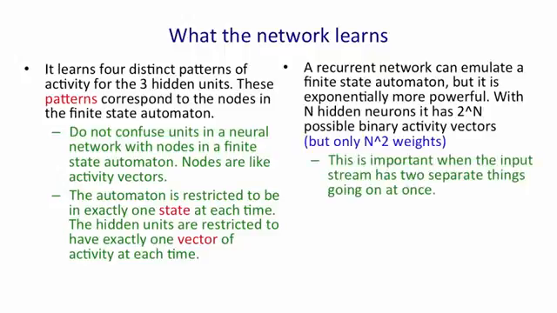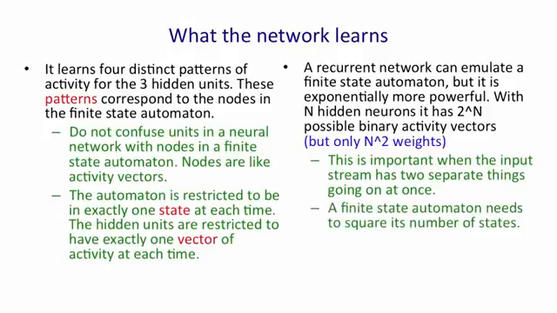This is important when the input stream has 2 separate things going on at once. A finite state automaton needs to square its number of states in order to deal with the fact that there's 2 things going on at once. A recurrent neural network only needs to double its number of hidden units. By doubling the number of units, it does, of course, square the number of binary vector states that it has.